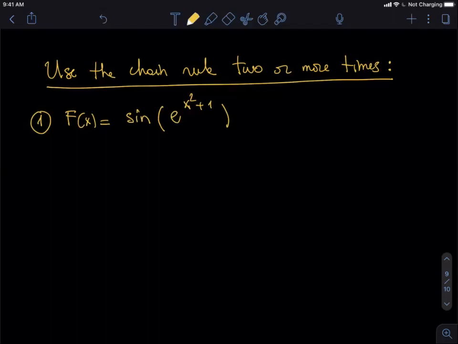Let us do now some examples where we have a composition of more than two functions. For instance, this one, f of x, which is the sine of the exponential of x squared plus 1. This one is the composition of three functions, the sine of x, the exponential of x, and then the last one we could say x squared plus 1. Okay, just to keep it simple.